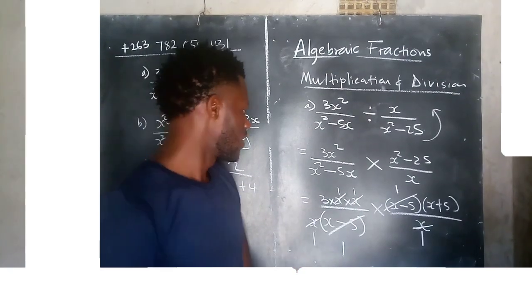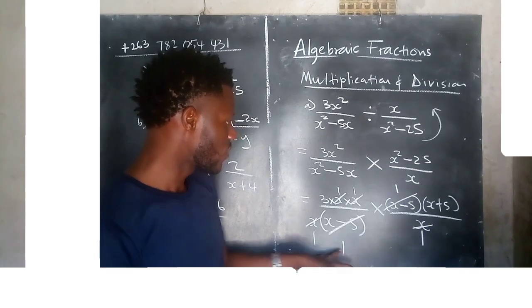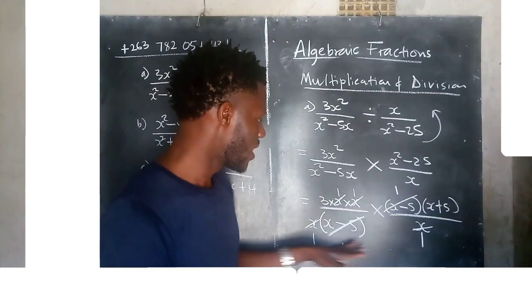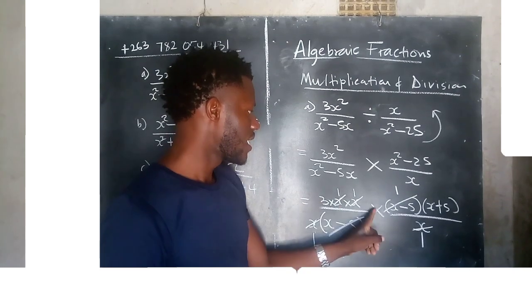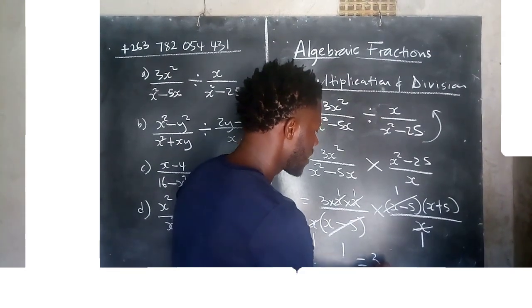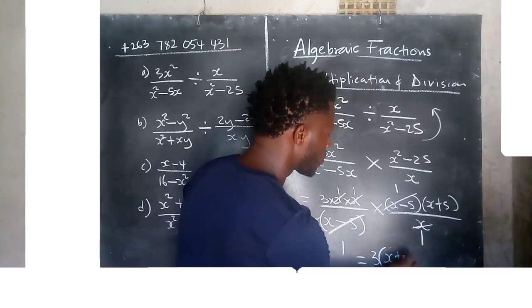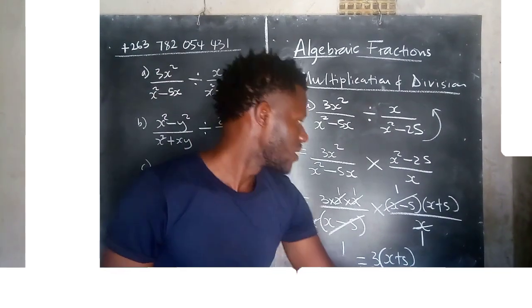After all this, let's collect the terms that remained. For the denominators, we have 1, 1, 1, meaning there's no denominator anymore. For the numerators, we have 3 times 1 times this bracket. So the final answer is 3 times the bracket x plus 5. That's how you divide algebraic fractions.